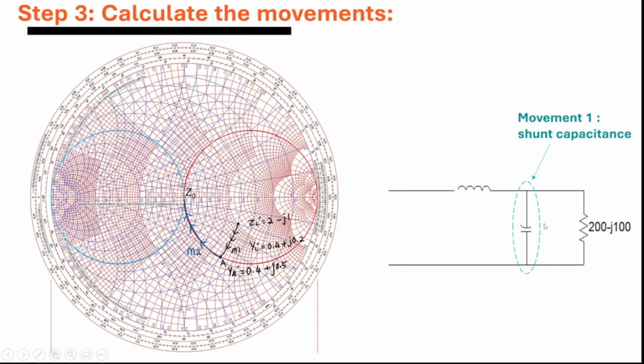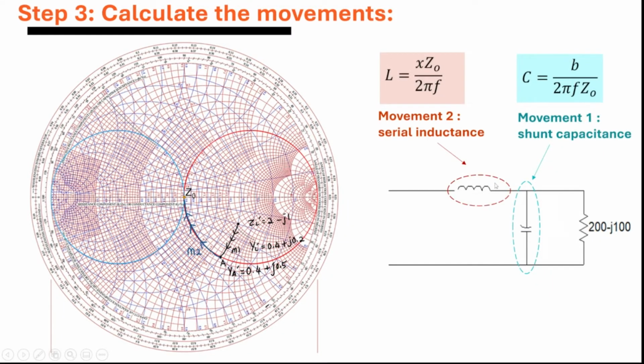Then the next movement, M2, is where we move in a clockwise movement along the Z Smith chart circles. What that represents is the series inductance. So our circuit is going to consist of a series inductance and a shunt capacitance. And here are the two formulas that we're going to use to calculate them.